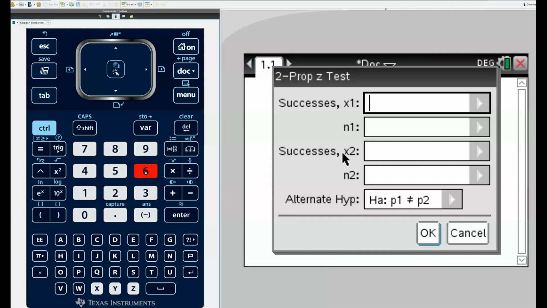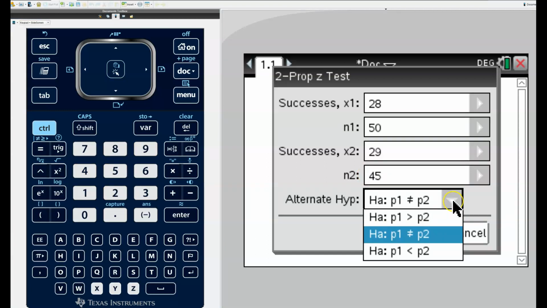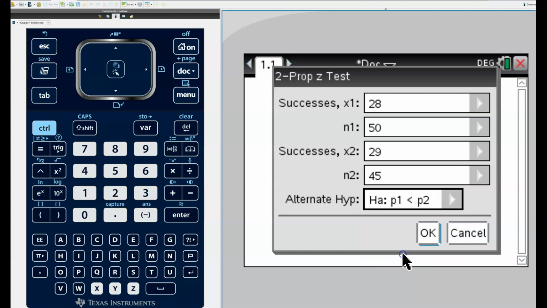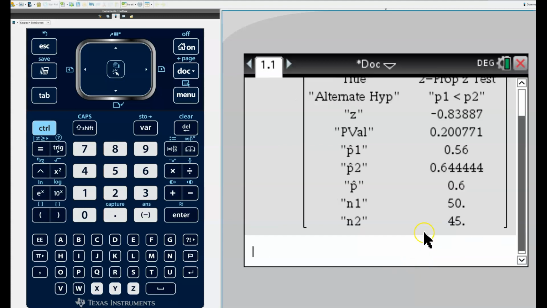So we're going to enter the junior amounts, which is 28 out of 50, and we're going to enter 29 out of 45 for the seniors. Make sure to change your alternative hypothesis. Remember, in this case, our alternative was the juniors less than the seniors, so this last one, and you're going to hit OK. And it gives us our test statistic.